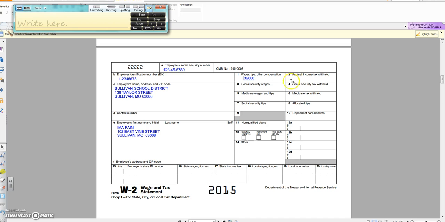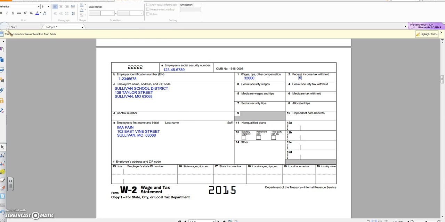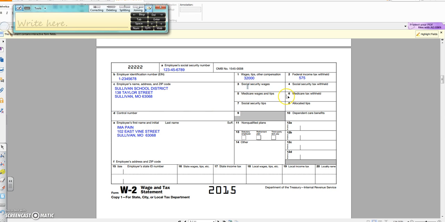The wages, tips, and compensation is $32,000. The federal income tax withheld for Ima Pain, I believe, is $1,500, but I'm going to double check that. Sorry, that's $575. And again, this information would be given to you on the chart. The Social Security wages is the same as the federal, and total wages is $32,000.